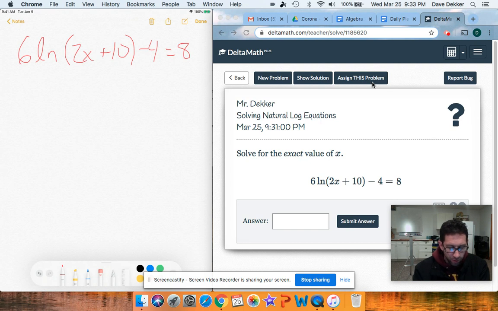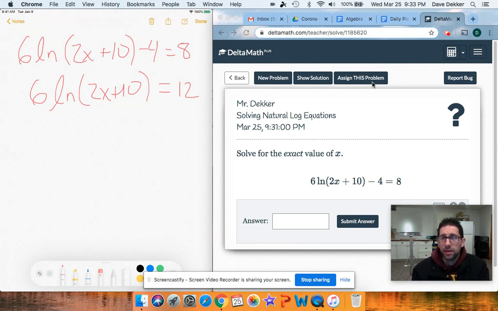So I need to move some of these numbers around. First thing I'm going to do is add 4 to both sides. That would get me 6 times the natural log of 2x plus 10, and if I add 4 to both sides, 8 plus 4 is 12. Then I want to get rid of that 6. So 6 times natural log, I need to divide. I'm going to divide both sides by 6. So I have natural log of 2x plus 10 equal to 12 divided by 6, which is 2.